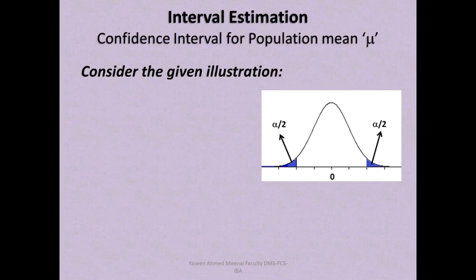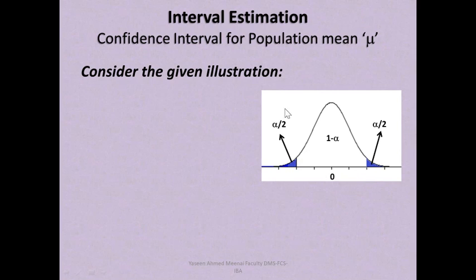If alpha by 2 is allocated on either side of this curve, what should be the area in the middle? Since the total area is 1, the white area would be 1 minus alpha by 2 minus alpha by 2, which is nothing but 1 minus alpha. And how can we find the quantiles at the left tail and the right tail? Both quantiles will be the same in magnitude but different in sign: the left quantile will be negative and the right quantile will be positive.